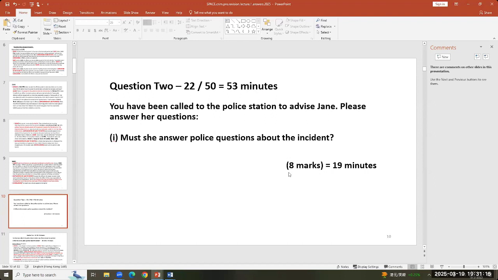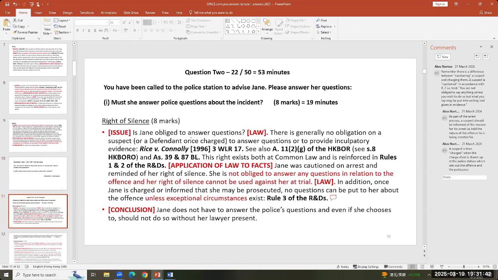So I'm going to need some case law for sure, because I need to back up what I'm saying with authorities. I'm going to need a discussion of the law about the right of silence. I'm going to need any relevant provisions under the Bill of Rights Ordinance, perhaps, okay? Anything that may be relevant to this right of silence. That's how I'm going to get my 8 marks. So is she obliged to answer questions? Of course, generally not, we know.